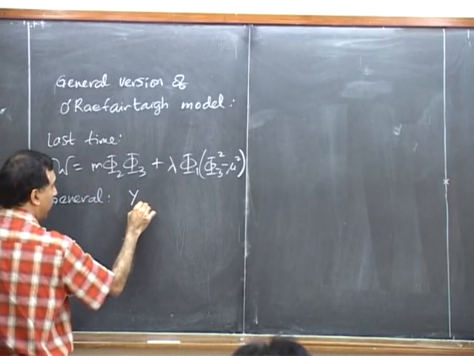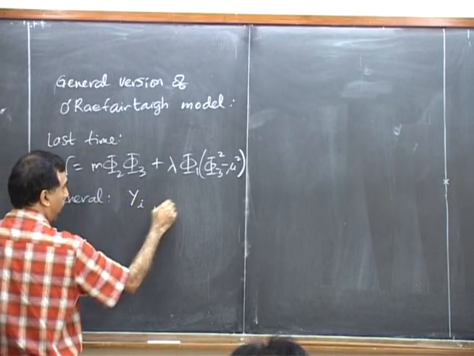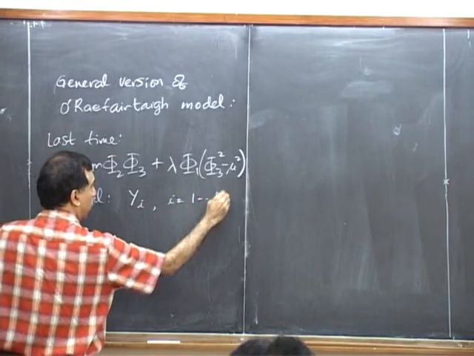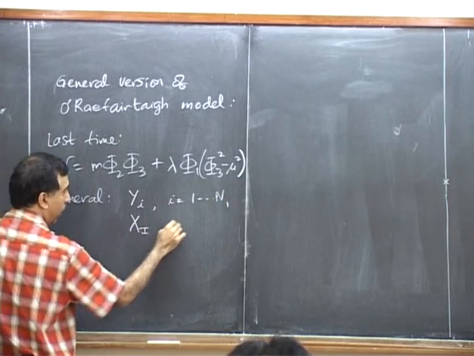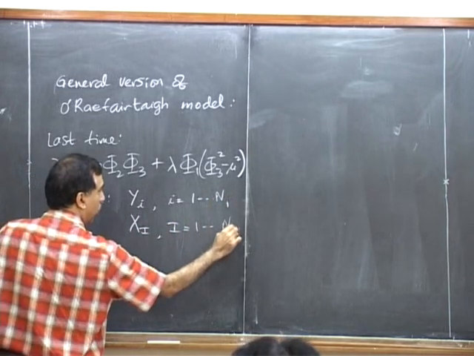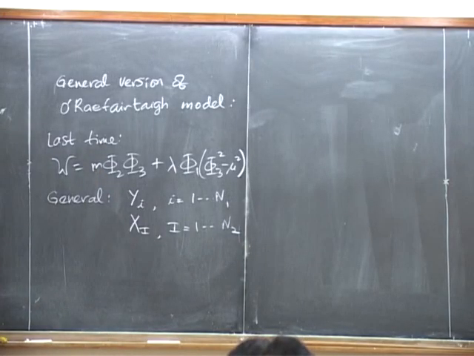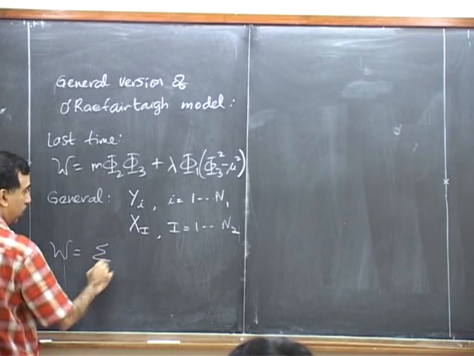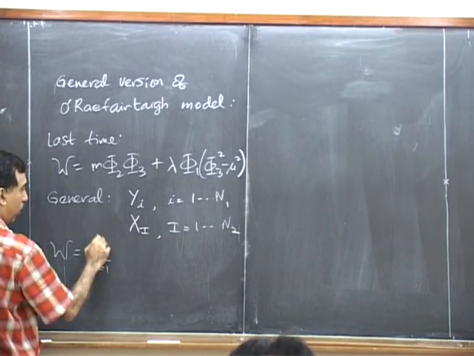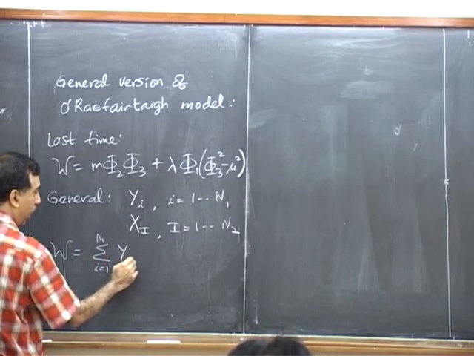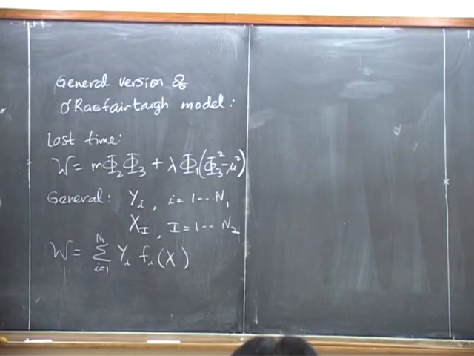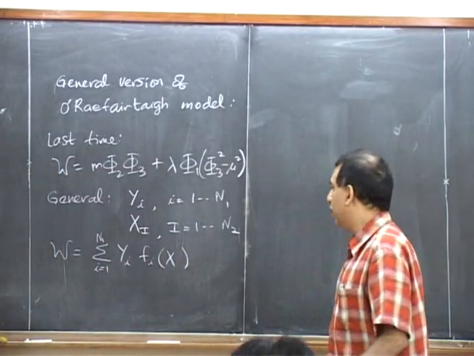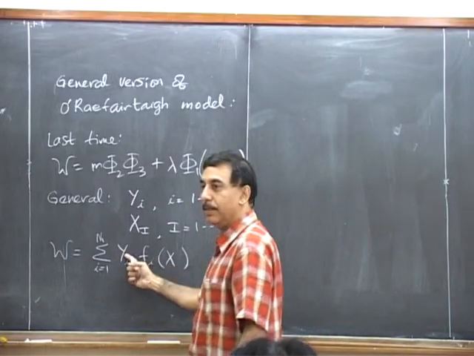The general form is: take a bunch of superfields y_i, i equals 1 up to n1, and another bunch x_I, capital I equals 1 up to n2. Write the general superpotential W equals the summation over i from 1 to n1 of y_i times some arbitrary functions f_i of the x's. The key point being that it's linear in all the y's.